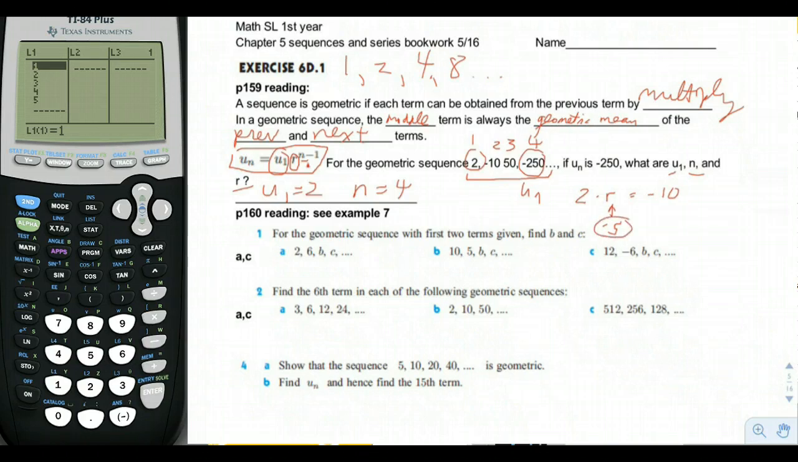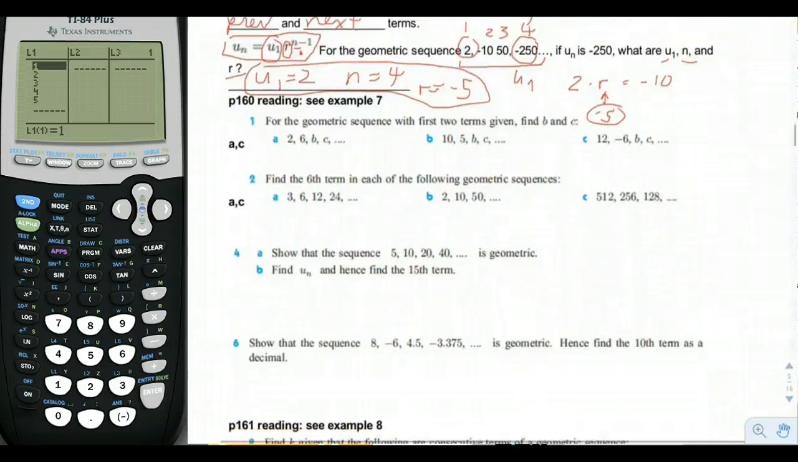So you can see that every time you multiply by -5, you get the next term. So 2 times -5 is -10. -10 times -5 is +50. +50 times -5 is -250. Okay, so those are the three values for the variables.